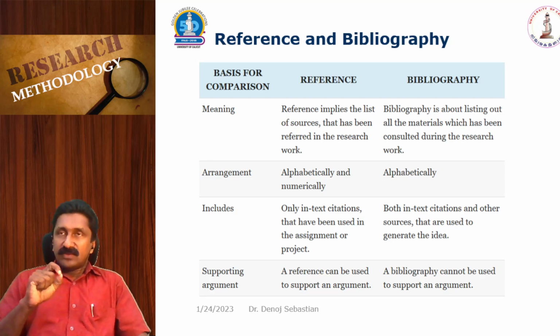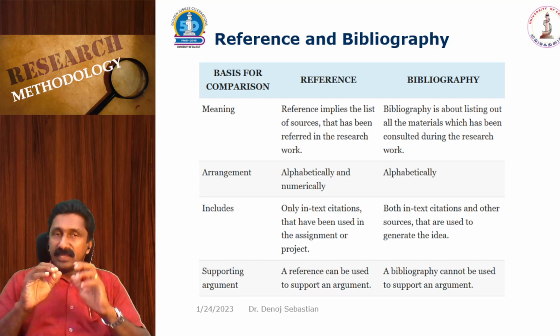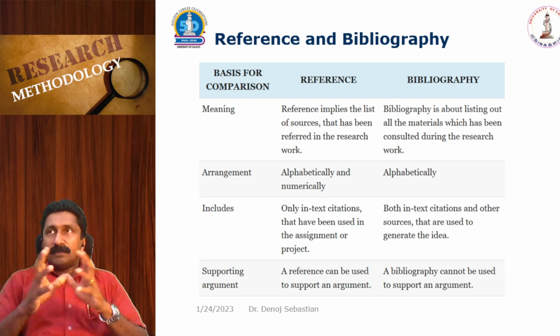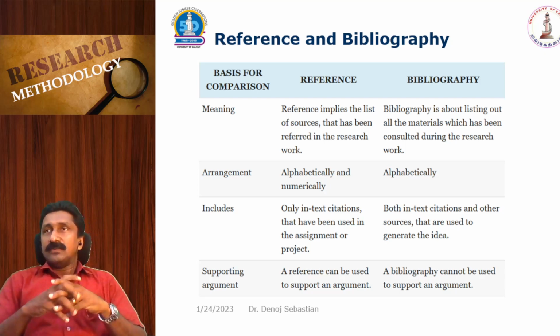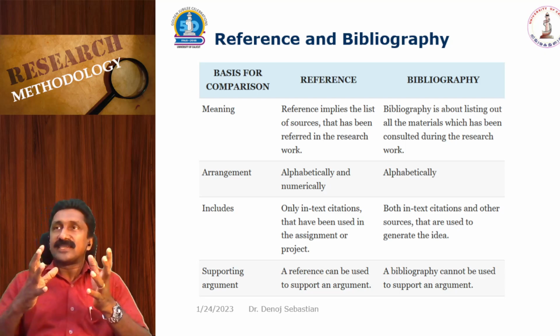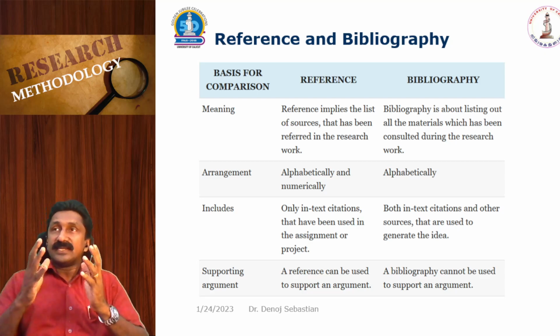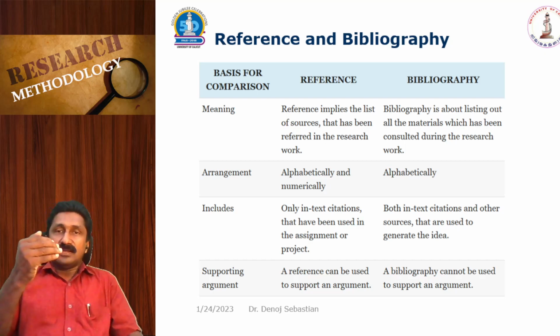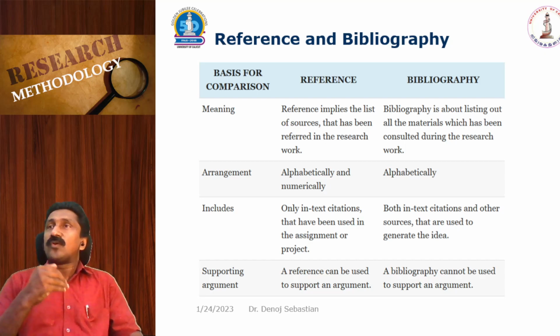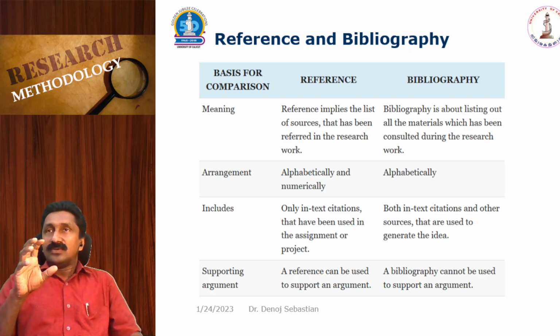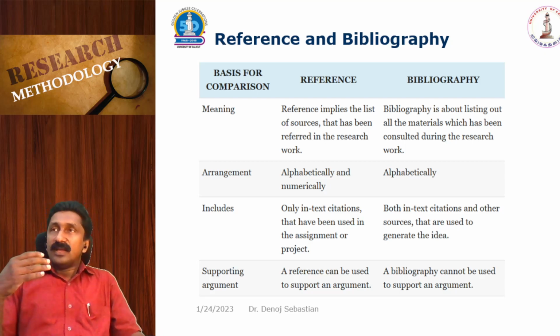And when we come to the arrangement, the references can be arranged alphabetically or numerically. There are two styles, the author-date style and a numbered style, which is used for references in scientific literature. Whereas a bibliography can be arranged only alphabetically because it is never cited in the text. So if it is never cited in the text, then you can't list them in the order of appearance.